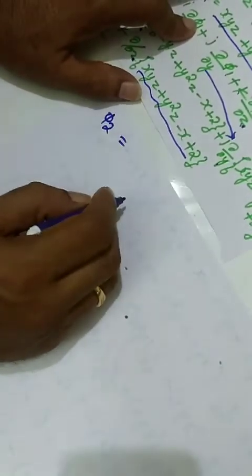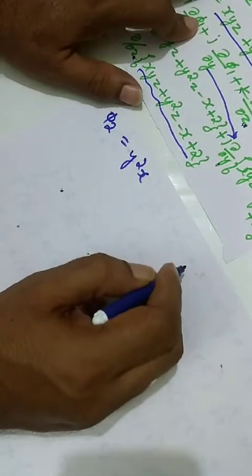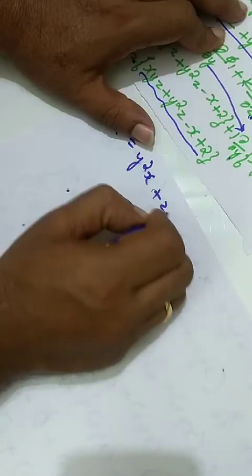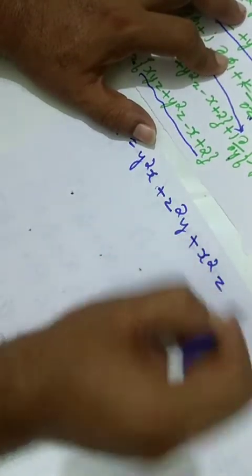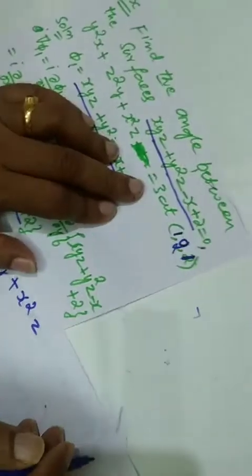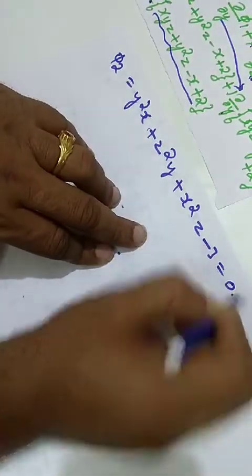What is my phi 2? Phi 2 is the second surface here. Phi 2 is y squared x plus z squared y plus x squared z is equal to 3. Bring this 3 to the LHS, so that is minus 3, equal to 0.